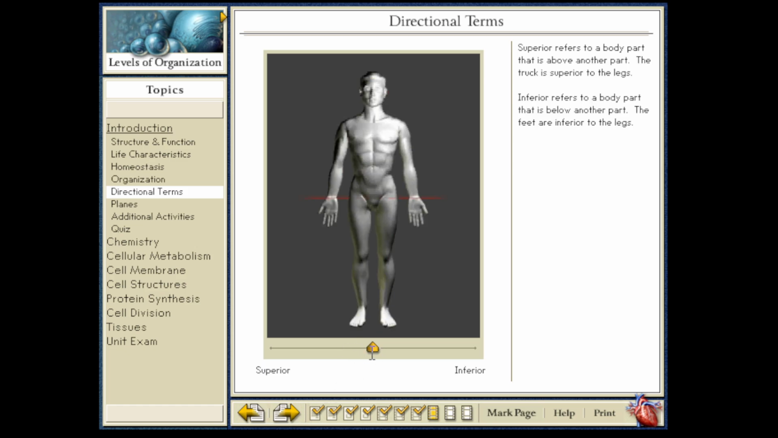Superior refers to a body part that is above another part. The trunk is superior to the legs. Inferior refers to a body part that is below another part. The feet are inferior to the legs.